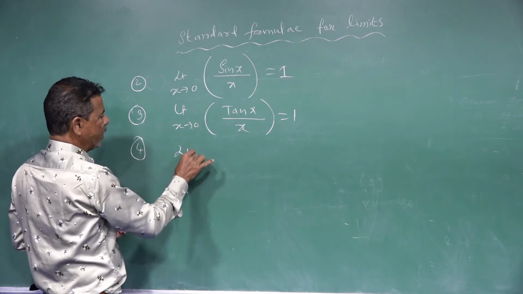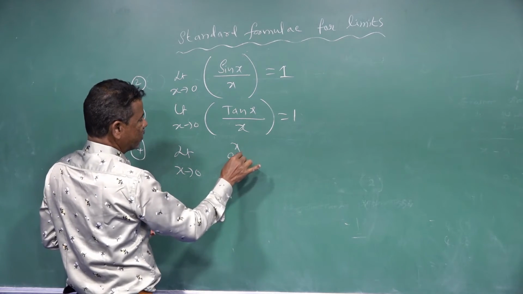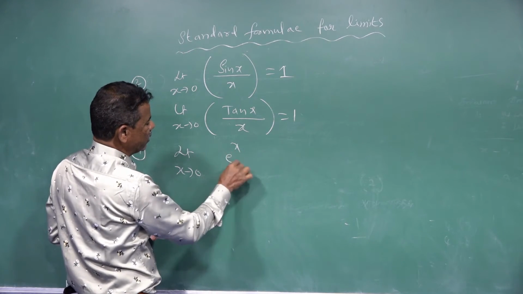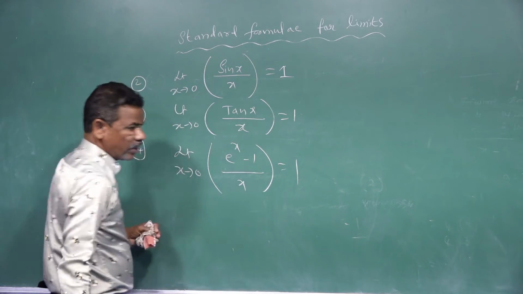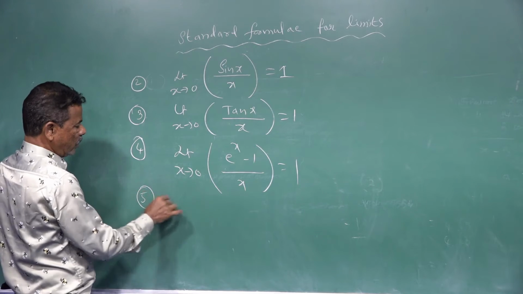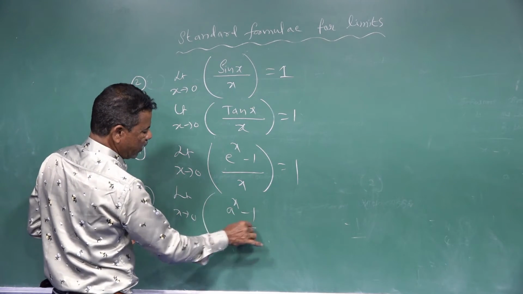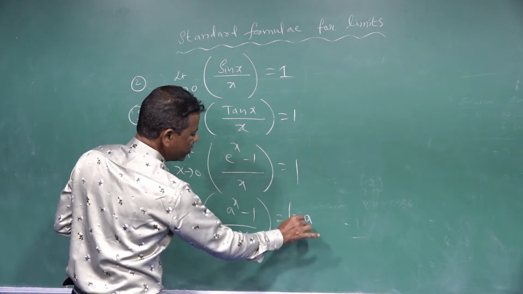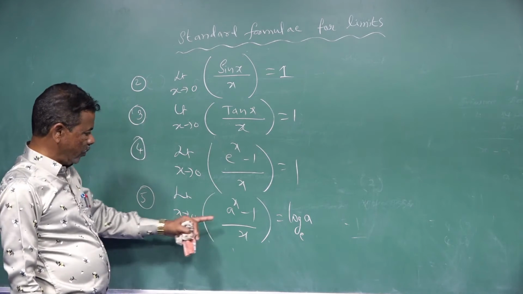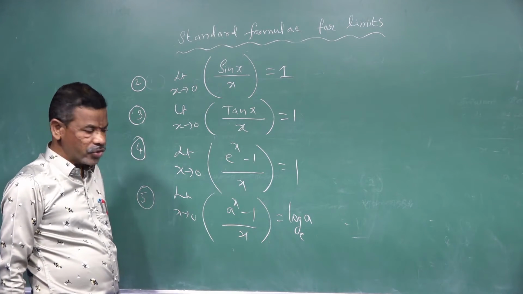Fourth, limit x tends to 0, a power x, otherwise e power x minus 1 by x, it is also 1. Fifth, limit x tends to 0, a to the power of x minus 1 by x, it is log a value, base e. A power of x minus 1 by x is equal to log a. These are standard values.